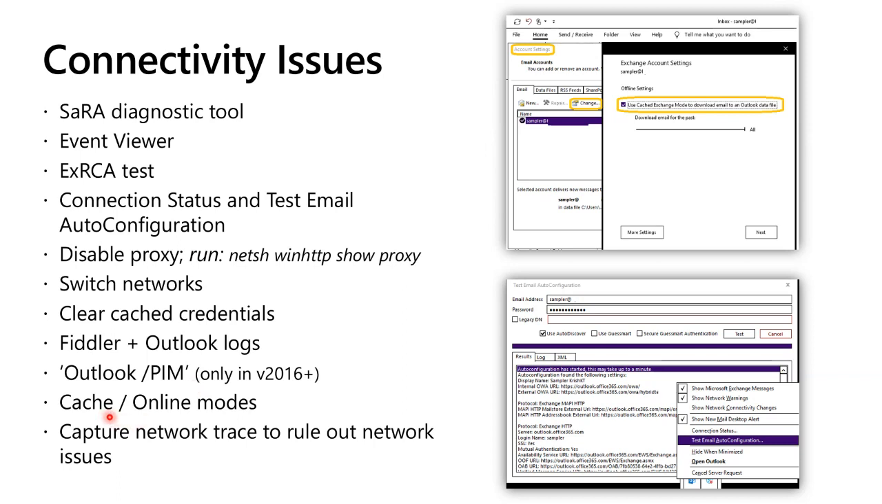We can also try switching between cached and online modes. The screenshot shows how we can change it from the Outlook account settings. Go to Outlook, File, and then Account Settings, and you get the dialog box shown here in the background. Just highlight the primary account and click Change, and you will get the option to check or uncheck. If it is checked, cached mode is enabled, and unchecking it and clicking Next and OK will enable online mode.